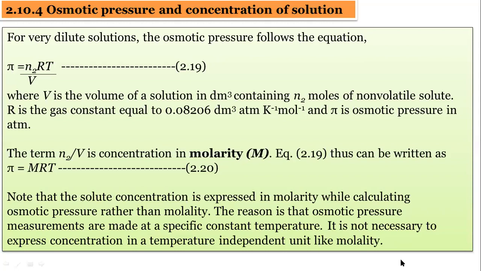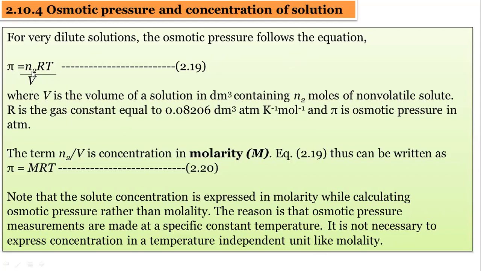Osmotic pressure and concentration of the solution. For very dilute solutions, osmotic pressure can be written by using this equation, pi is equal to N2RT divided by V, where V is the volume of the solution in dm cube. This V is the volume of the solution in dm cube containing N2 moles of non-volatile solute.